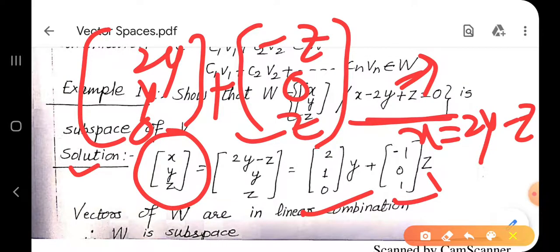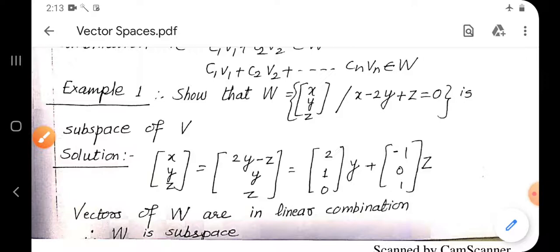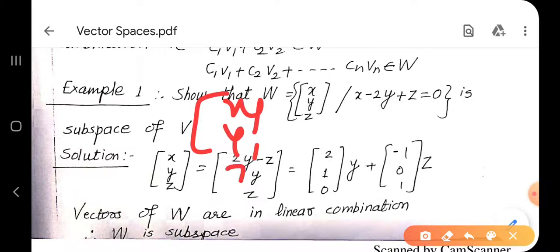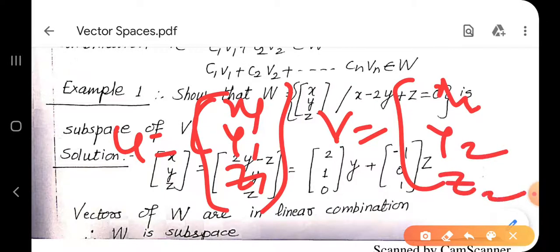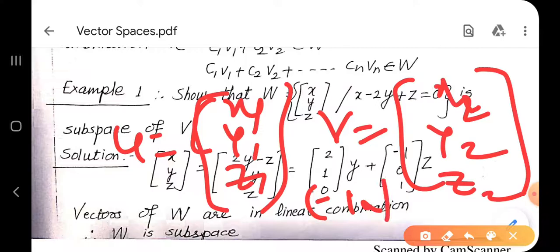Correct? Therefore W is a linear combination of vectors. So we can say that W is a subspace. Or if you don't understand in this way, then directly start. Take two elements, u is x1, y1, z1, and v is x2, y2, z2. Correct? And belongs to W means what? It must satisfy the condition.